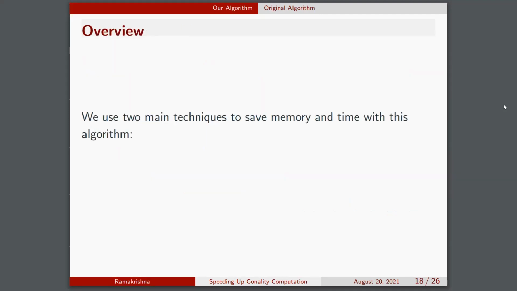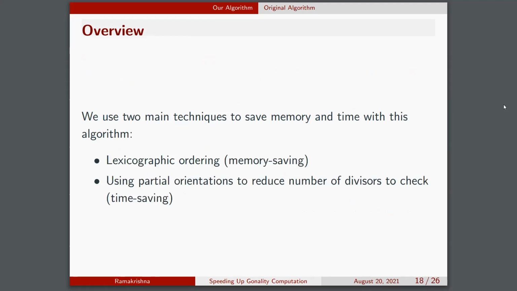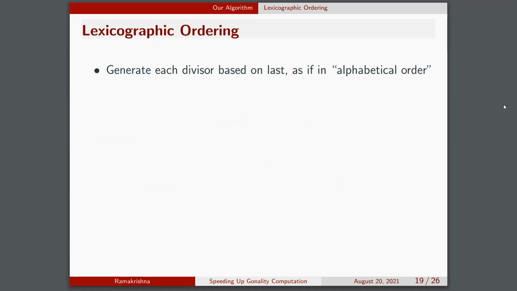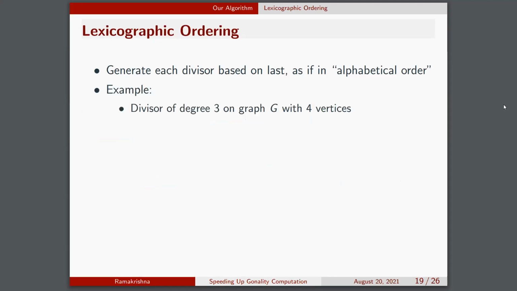So we're going to use two main techniques to save memory and time of this algorithm. A lexicographic ordering of divisors, which is memory and time saving, and then the second thing we're going to use is something called partial orientations on graphs to reduce the number of divisors we need to check, which is time saving. So with lexicographic ordering, basically, we're going to generate each divisor based on the last divisor, as if it's in alphabetical order. So for a quick example, let's say you have a divisor of degree 3 on a graph G with 4 vertices.